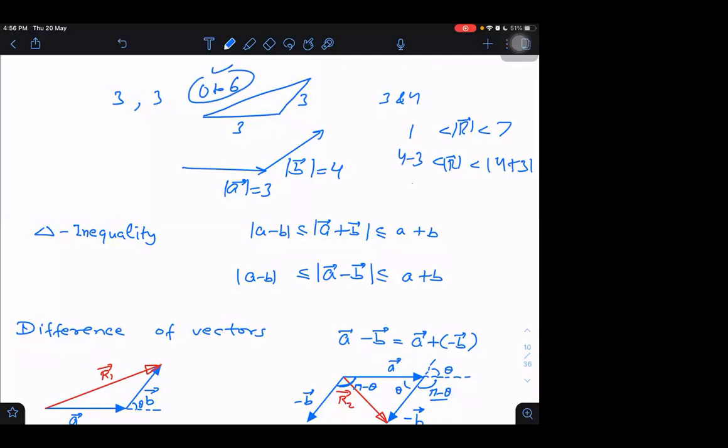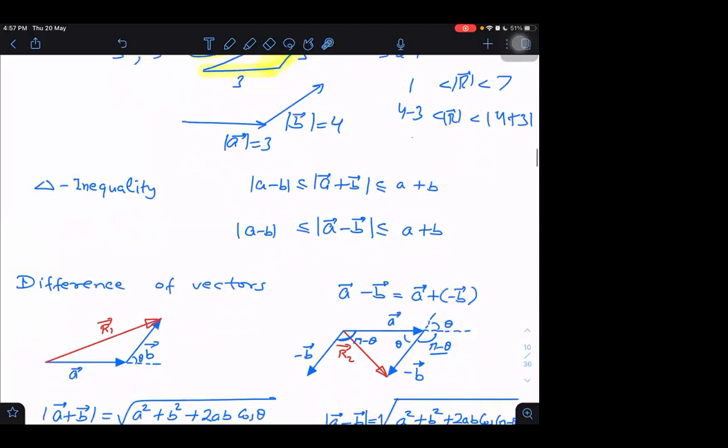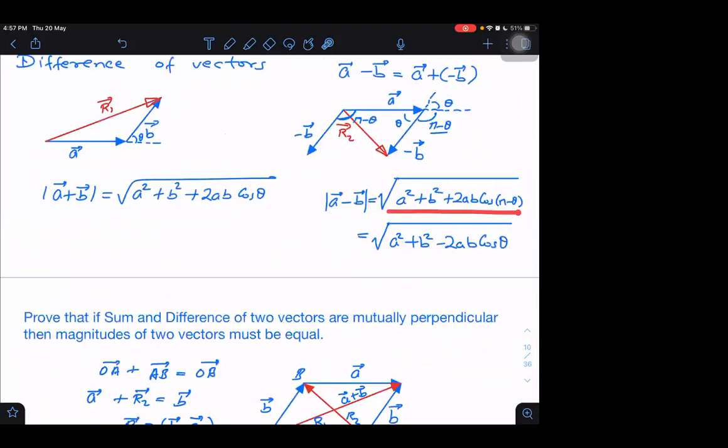So this represents the possible values of the resultant. If one side is 3, the other is 3, then the resultant could be any value from 0 to 6, depending upon the angle between these two vectors. So don't just reach the conclusion that if one is 3, the other is 3, then A minus B will be 0. It will not be 0. And this is the formula. If I give you A as 3 and B as 3, will you get 0 here automatically?